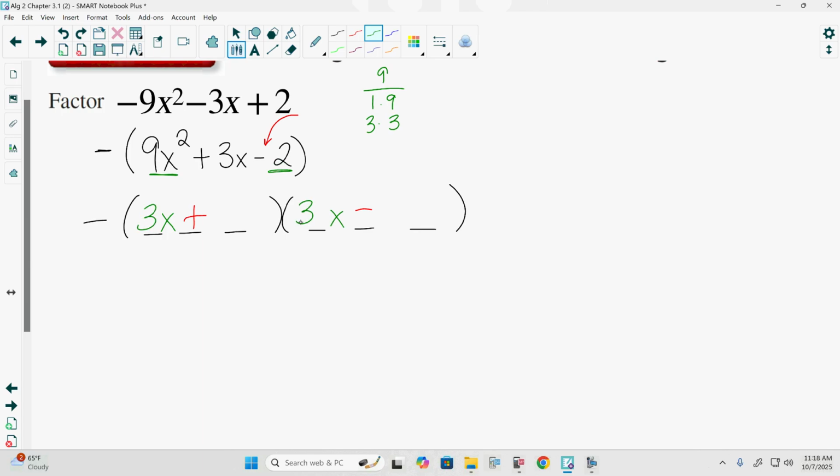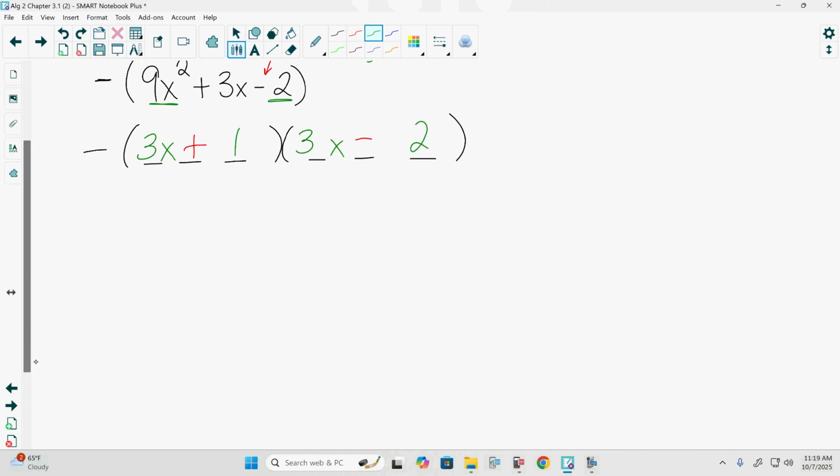Factors of 2 are 1 and 2. Are there any others for 2? No. So where do you want to put the 2? With the plus or minus? Well, with the plus. And it really doesn't matter. We just have to pick a spot. Well, let's try it. Okay, not to erase that.